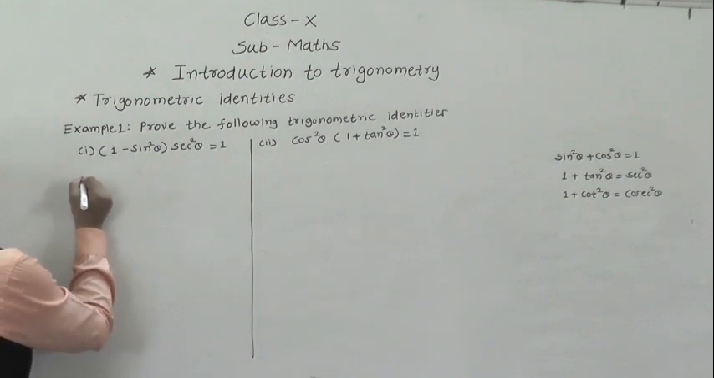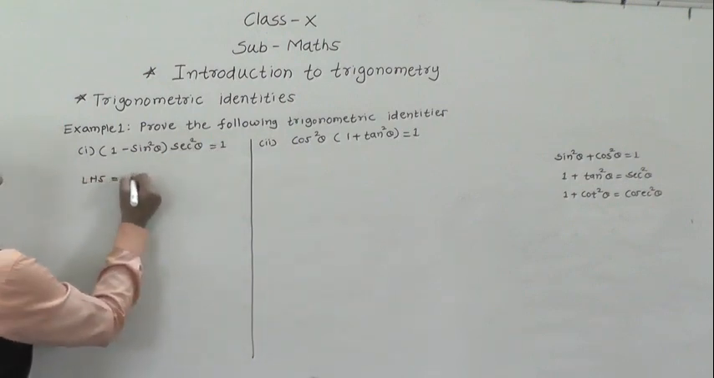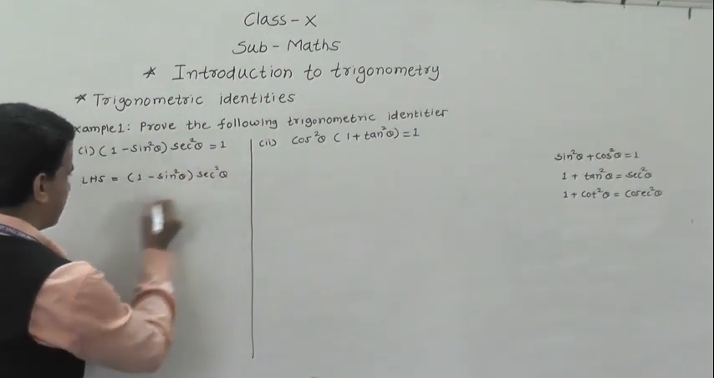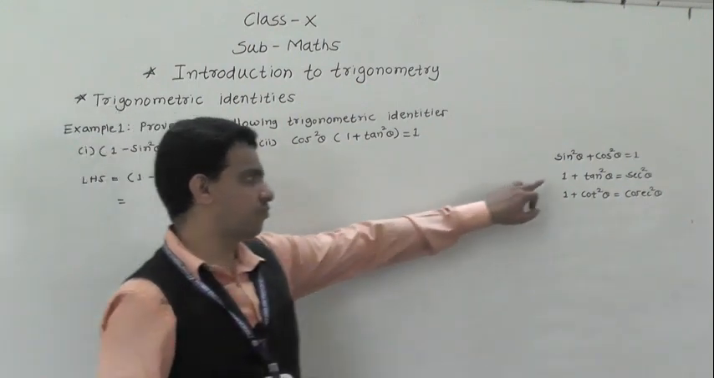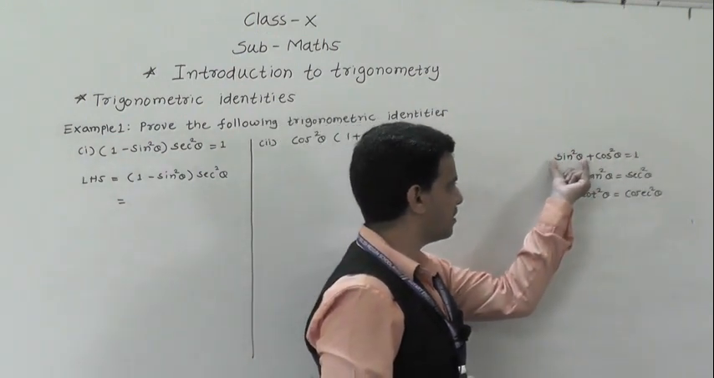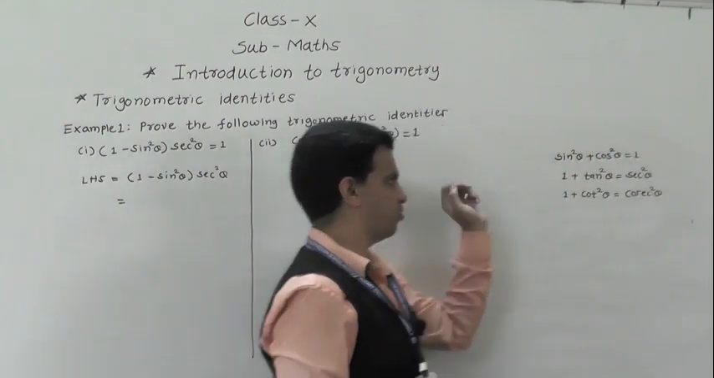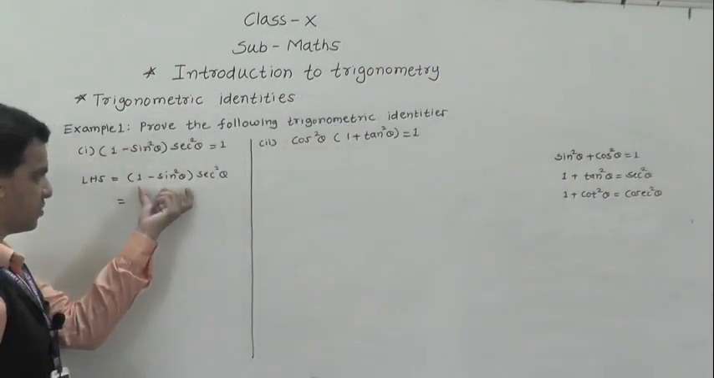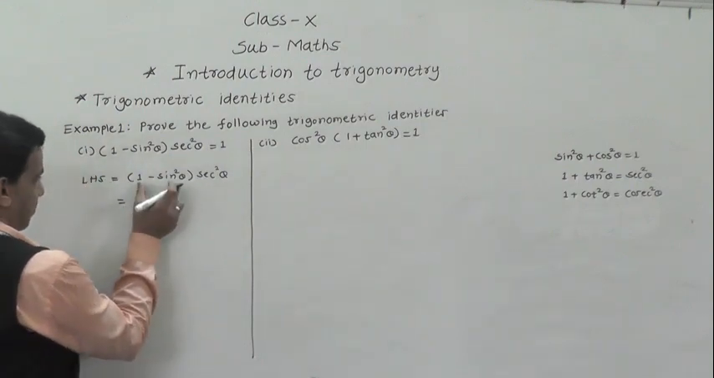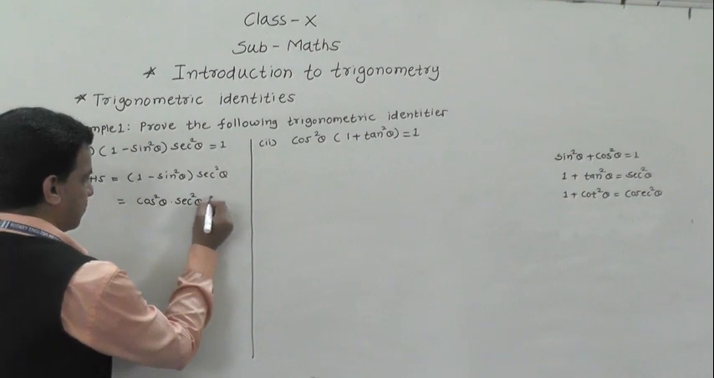So what is given here? 1 minus sin square theta into sec square theta is equal to 1. So we take the LHS, that is 1 minus sin square theta into sec square theta. Now see here, from the first identity, what is the value of 1 minus sin square theta? If we shift sin square theta to this side, then 1 minus sin square theta is equal to cos square theta. So instead of 1 minus sin square theta, we have to put the value cos square theta. So cos square theta into sec square theta.